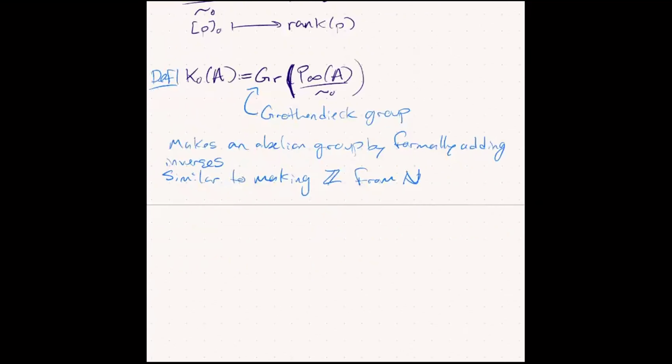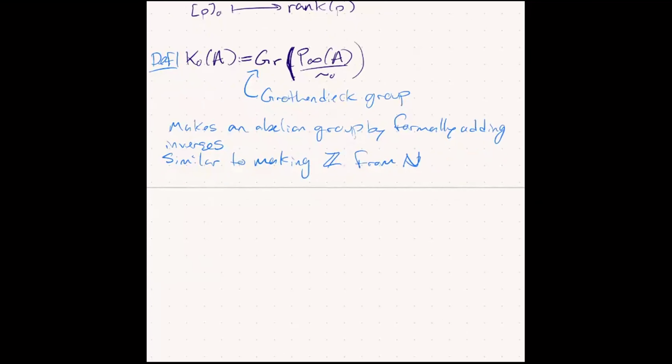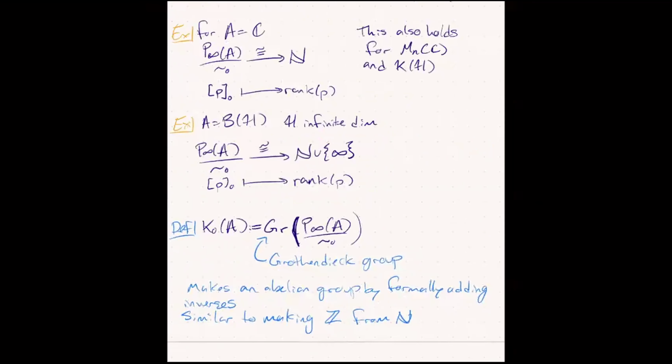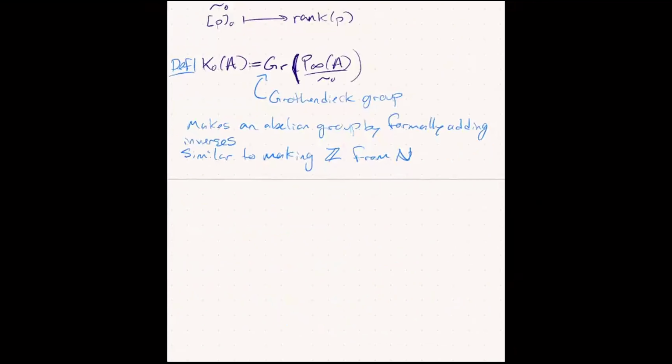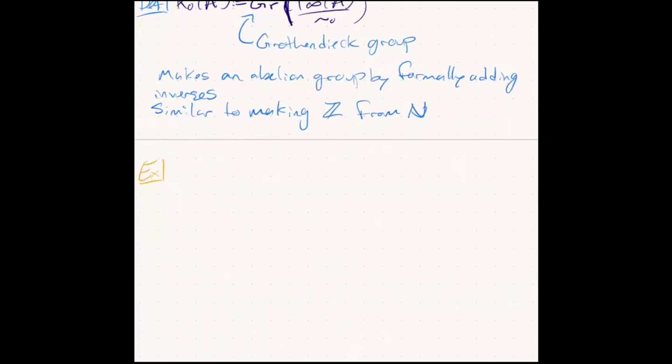Okay. So yeah, just like you can think about the integers having all the negatives, this Grothendieck group has all of the negatives of these equivalence classes of projections. Looking back at these two examples where we found these two semigroups, we can then compute the K0 group. So for example, the K0 group of the complex numbers, I'm also going to say this is the K0 group of Mn of C and also the compacts, just by that remark.